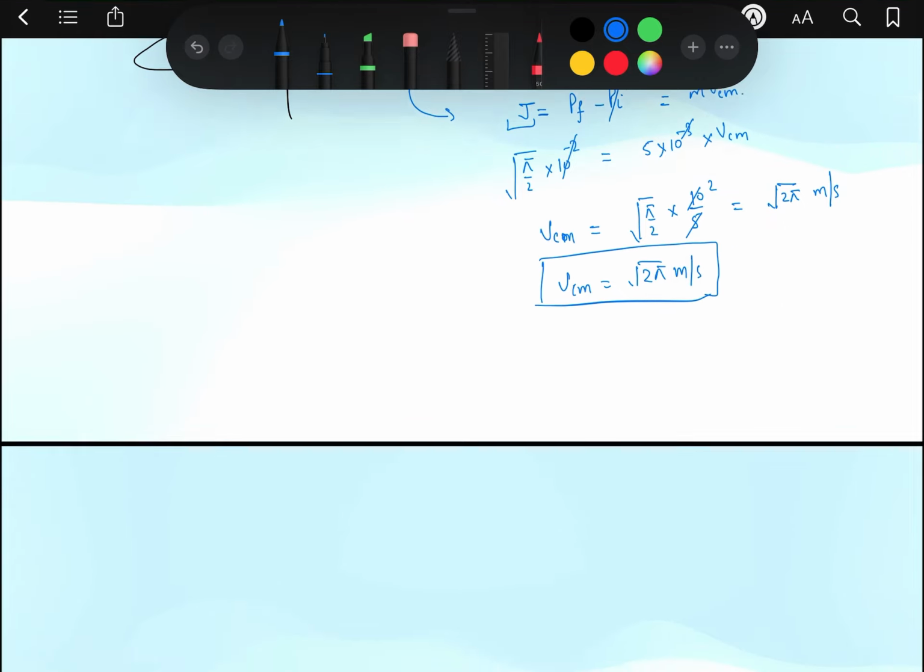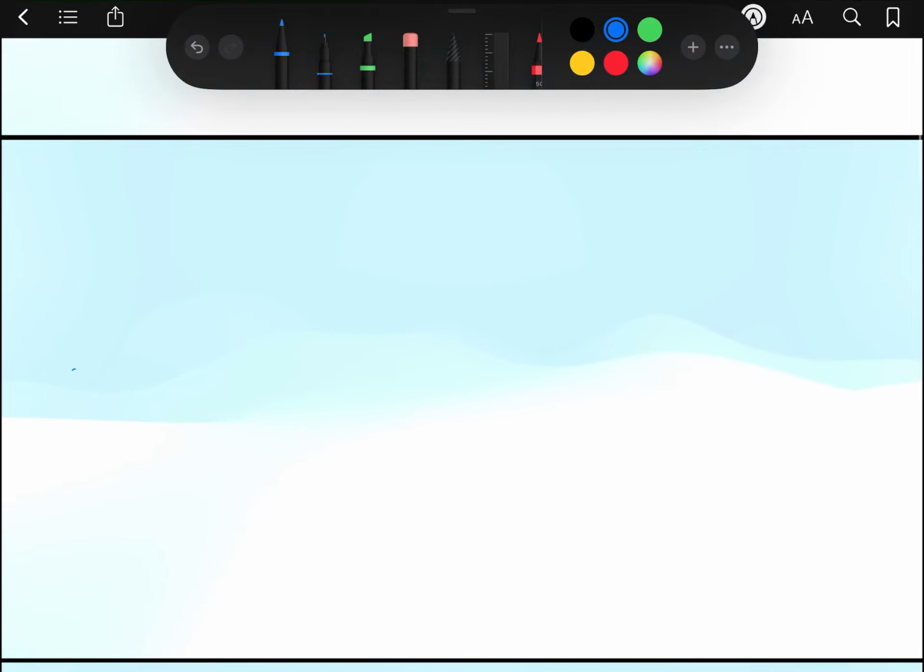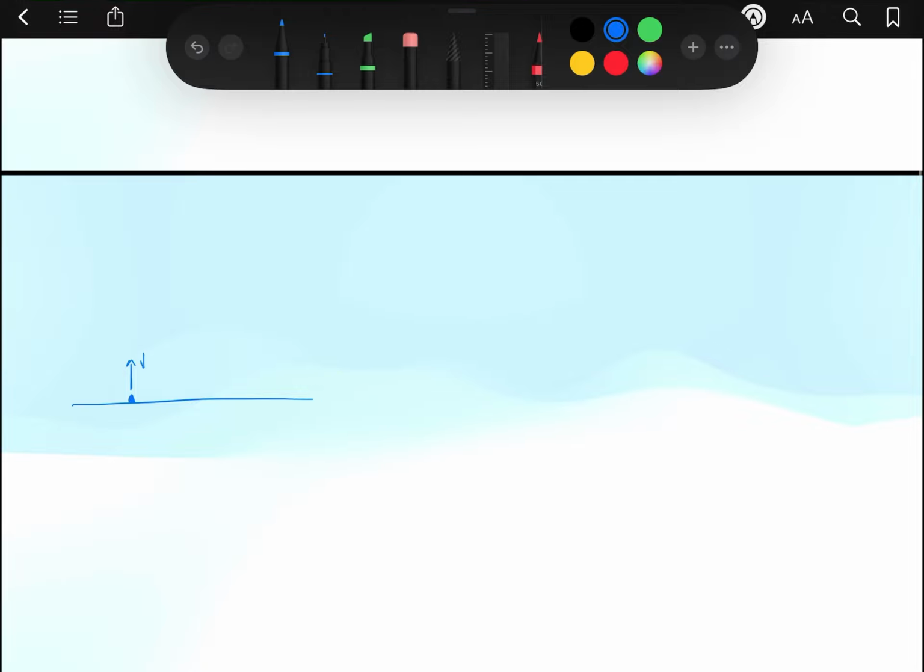Now what is the purpose of finding this velocity of center of mass? I will tell you here. Let us suppose this is the ground and this is the coin. I am taking this coin as a particle here, and this particle is being projected in upward direction with a speed that is equal to √2π meter per second.